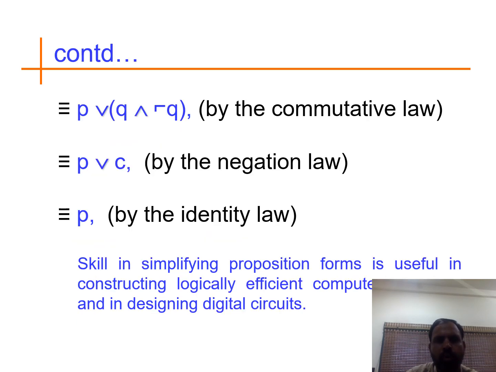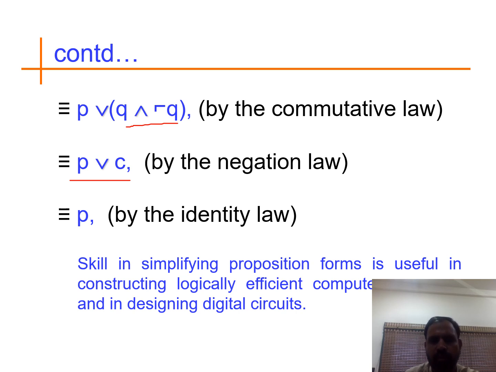P or Q and negation Q, by using the commutative law we can write it as, so by the negation law, we can write it as P or C. So by the identity law we can write this as P. So we prove this is equivalent to P.